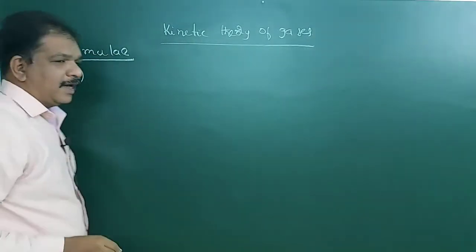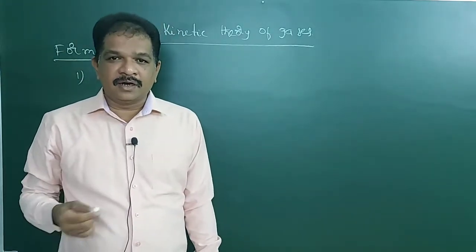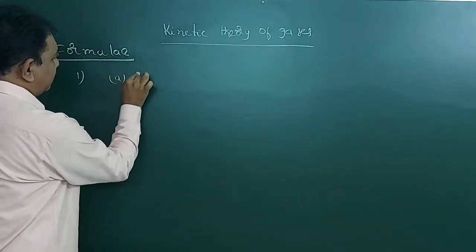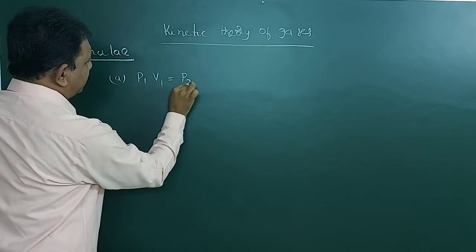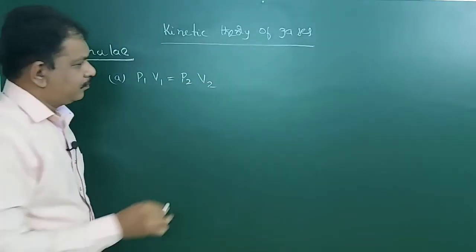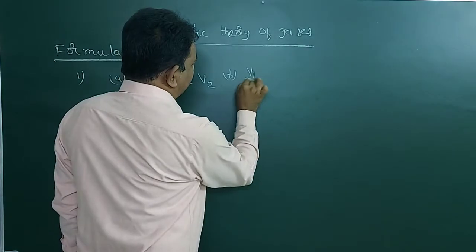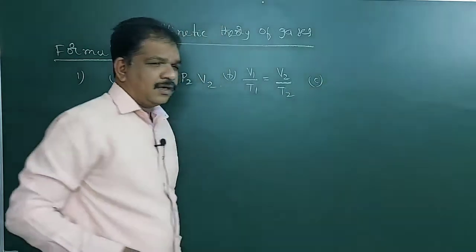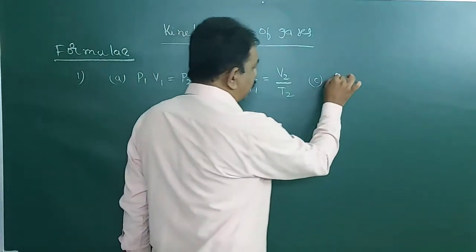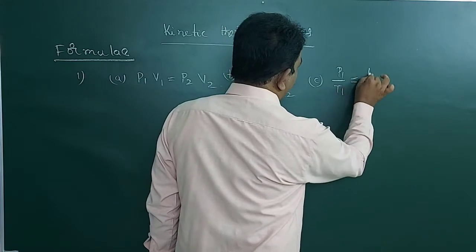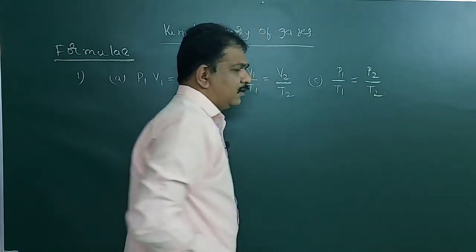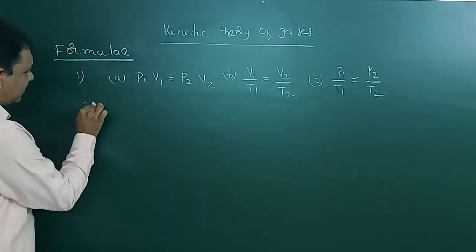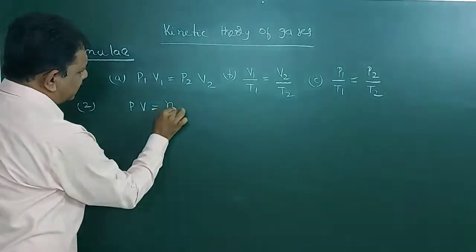First one, gas laws: Boyle's law, Charles' first law, Charles' second law. What are those? P1 V1 is equal to P2 V2. That is Boyle's law. Next, V1 by T1 is equal to V2 by T2. That is Charles' first law. Next, P1 by T1 is equal to P2 by T2. This is Charles' second law. These are gas laws.